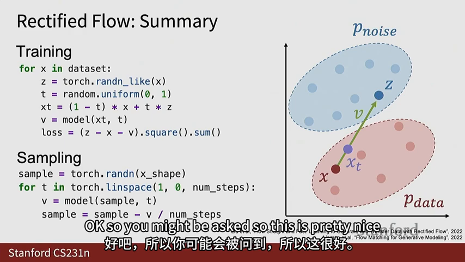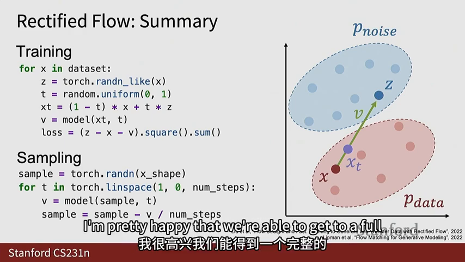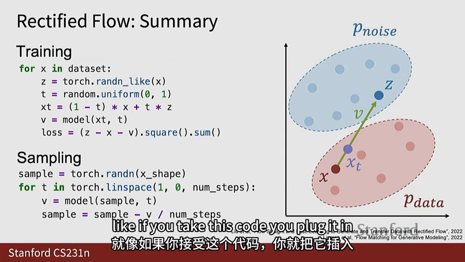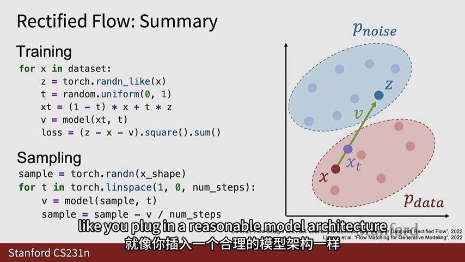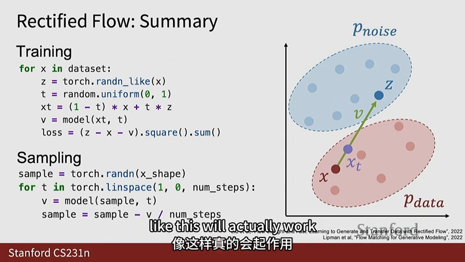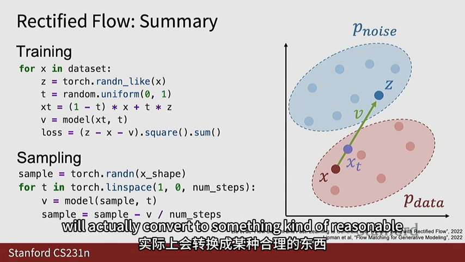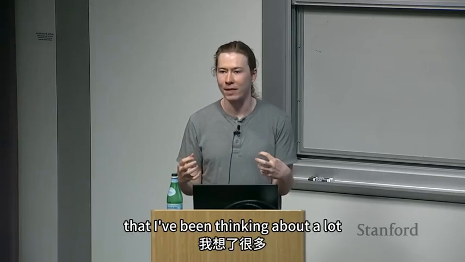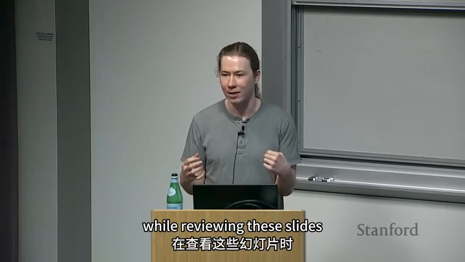Okay, so this is pretty nice. I'm pretty happy that we're able to get to a full implementation. This will actually work, right? If you take this code and plug in a reasonable model architecture, this will actually converge to something reasonable in a lot of cases. You're kind of hitting on the core problem in generative modeling that I've been thinking about a lot the last couple of days while reviewing these slides.